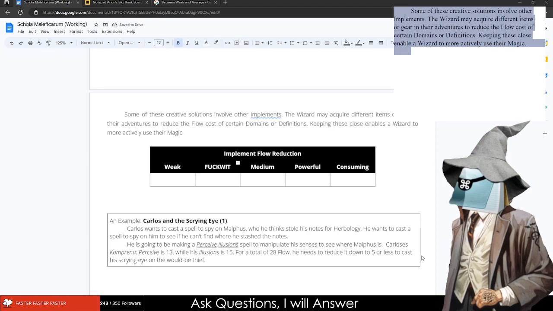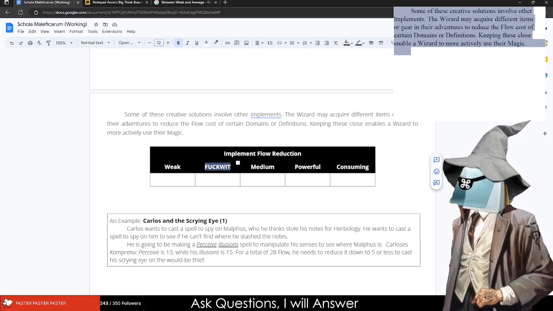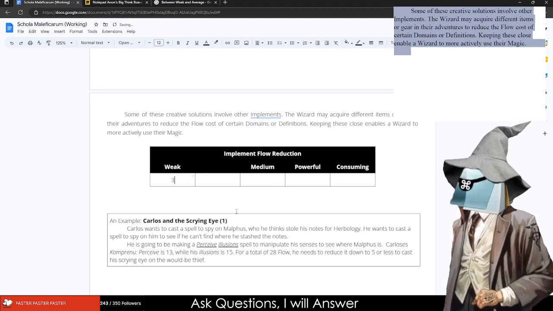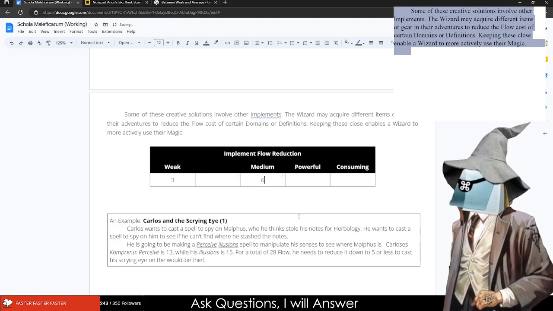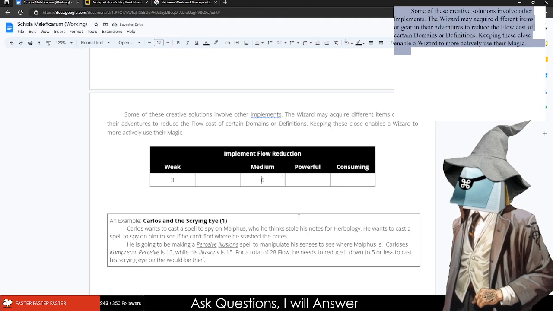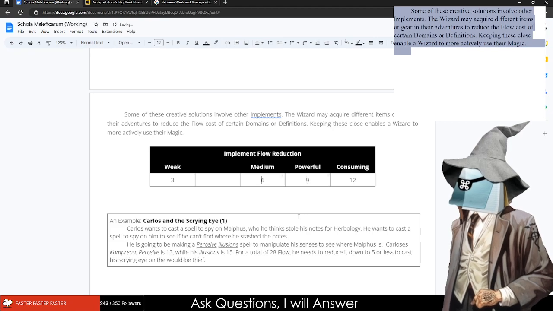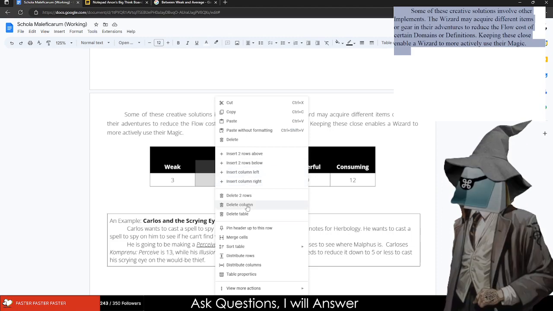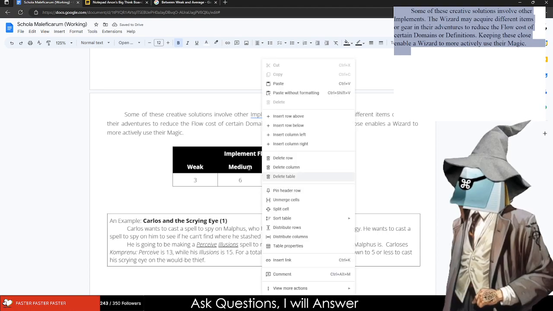Like, competent, is that what? Size, complexity, design, personal attachment to the bot. Competent. The thing is, it's the value of the actual implement itself. Because if it's weak, you're gonna reduce something by like 3. Medium, we're probably gonna do something like, consuming is gonna be 12, so we can do like 9 right there. Unless we just reduce this, so it'd be weak, medium, powerful, and consuming. I guess we could do that.